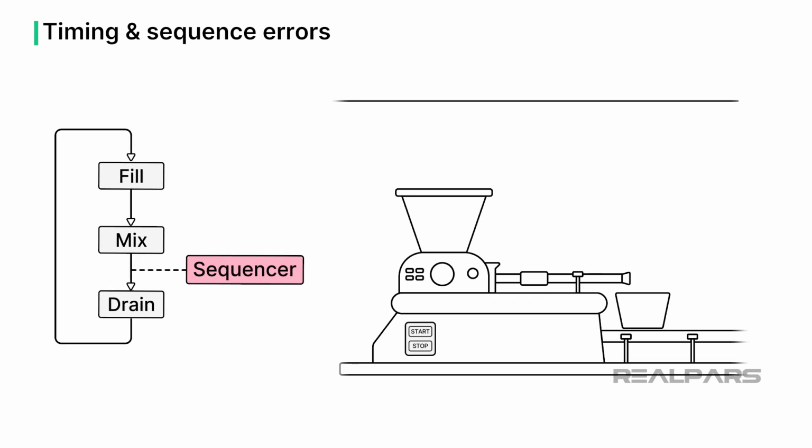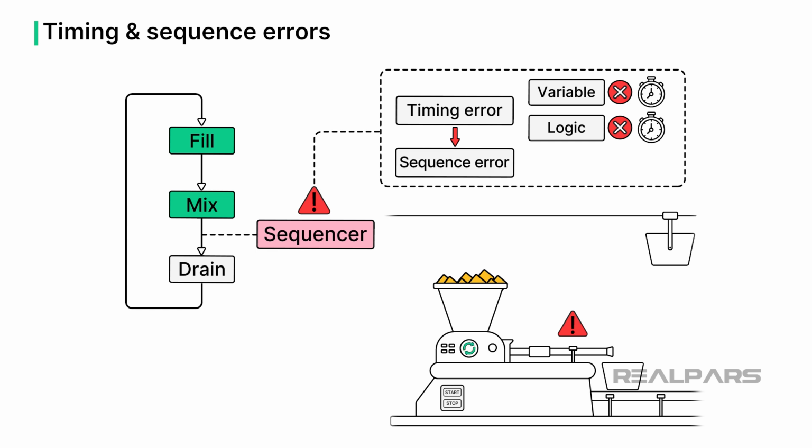In this example, the tank should only have one step active at any time, but because of the way the logic is written, someone could press the start button and start a new cycle before the current cycle is finished. This is an example of a sequence error and a timing error. It is a sequence error because the logic allows multiple sequence steps to be active at the same time. It is a timing error because it allows the process to be started at the wrong time.